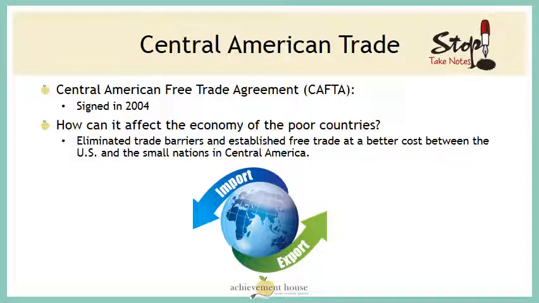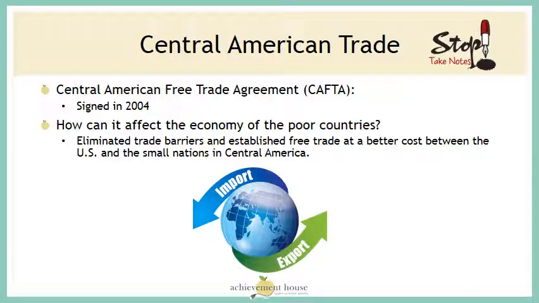Something that's had a major impact on the economy of Central America is the Central American Free Trade Agreement, or CAFTA. It was signed in 2004. You may ask yourself, how does this affect the economy of a poor country? CAFTA eliminated trade barriers and established free trade at a better cost between the U.S. and the small nations of Central America. This means that the economy of Central America can be boosted by the trade of goods from Central America to the United States.